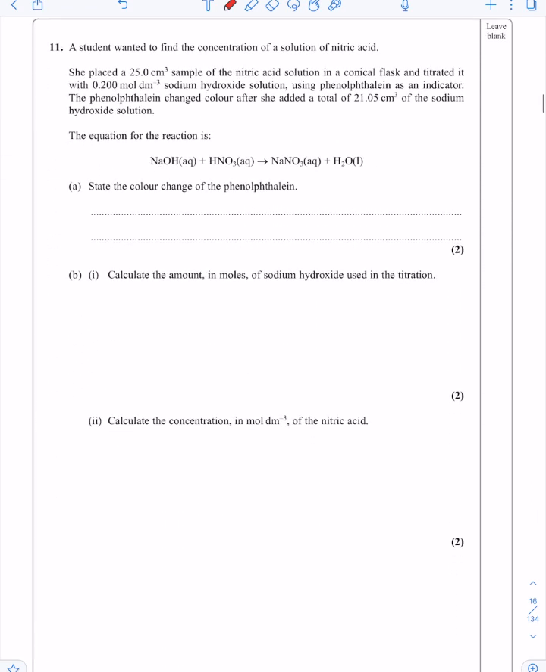Question 11. A student wanted to find the concentration of a solution of nitric acid. She placed a 25.0 cubic centimeter sample of dilute nitric acid in a conical flask and titrated it with 0.100 mole per cubic decimeter sodium hydroxide solution using phenolphthalein as indicator. Phenolphthalein changed color after she added a total volume of 21.0 cubic centimeter of sodium hydroxide. The equation for this reaction is NaOH plus HNO3 gives NaNO3 plus H2O.